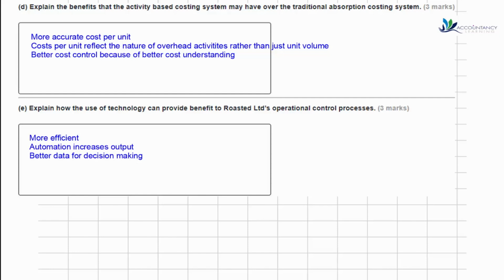So we're going to increase our efficiency, we can also improve our output, but also thinking back to our controls, we'll hopefully have better data. So we'll be able to work out better what is the time per production unit. And if we have better data caused by the technology, that will lead to better decision making as well.